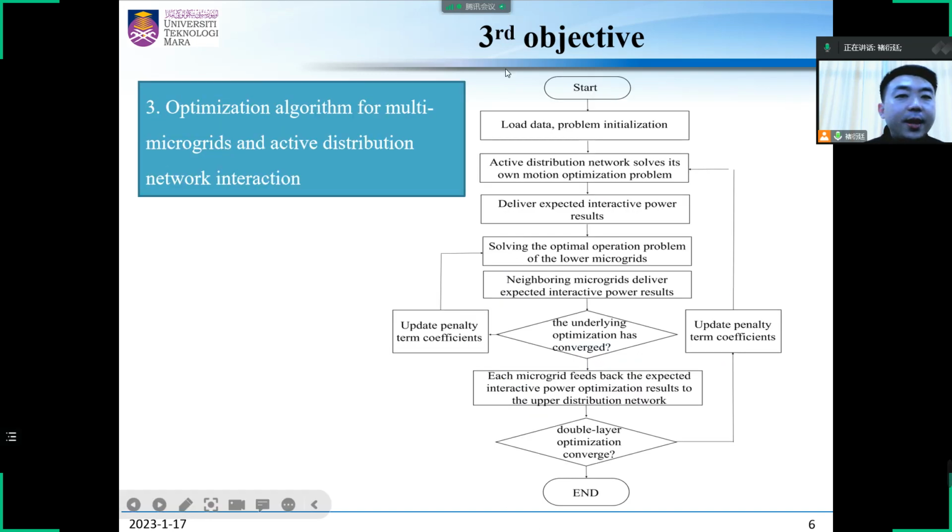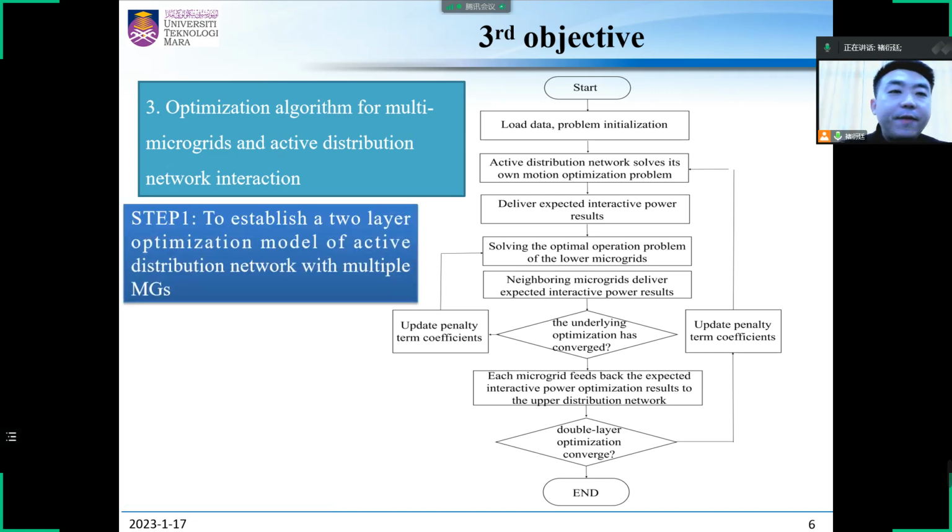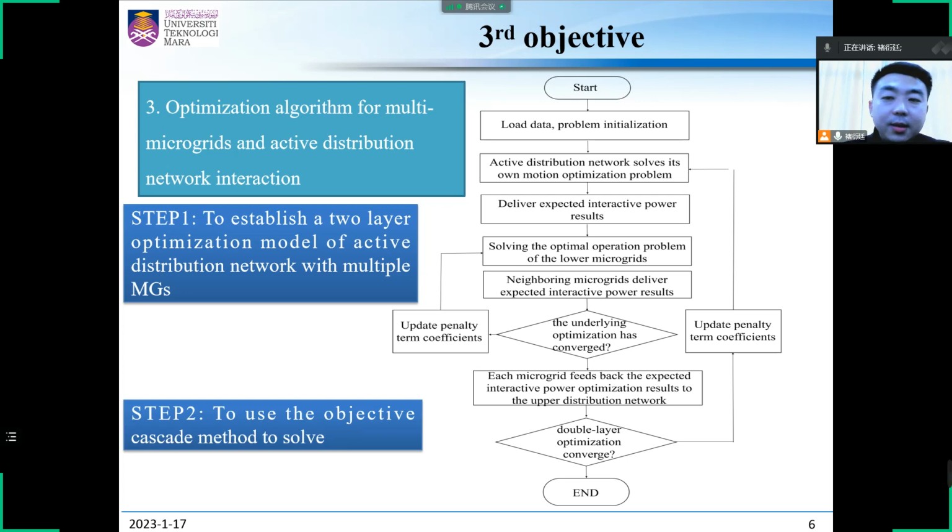And the third objective is optimal algorithm for multi-microgrids and the active distribution network interaction. Also, the first step is to establish a two-layer optimization mode of active distribution network with multi-MGs. The second step is to use the objective cascade method to solve.